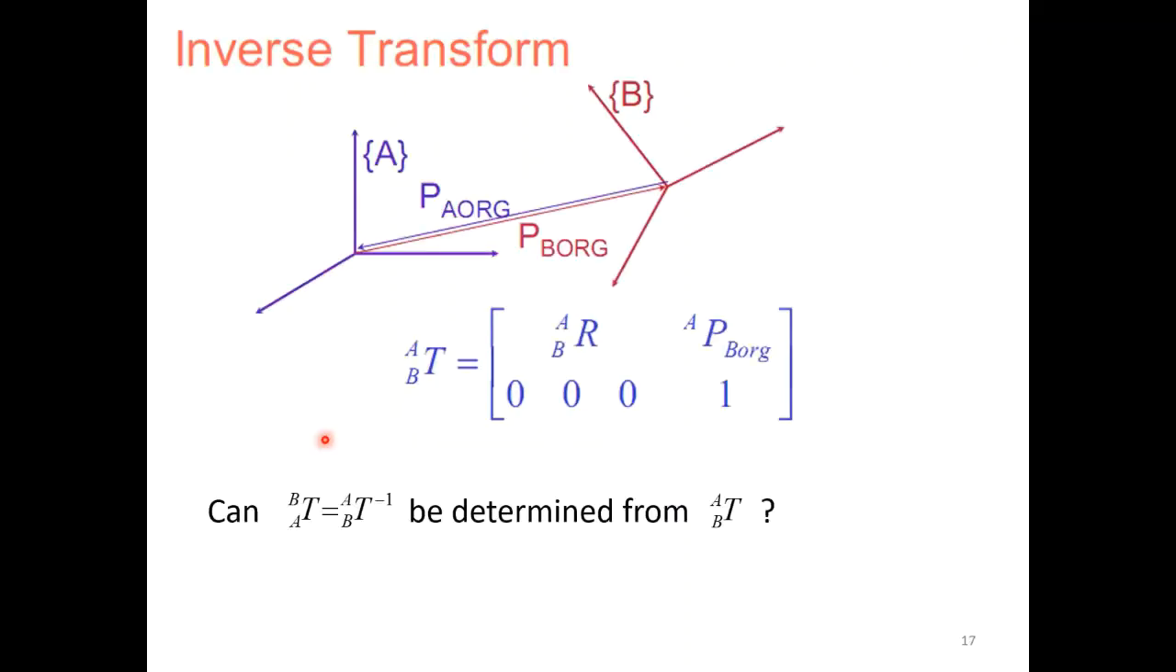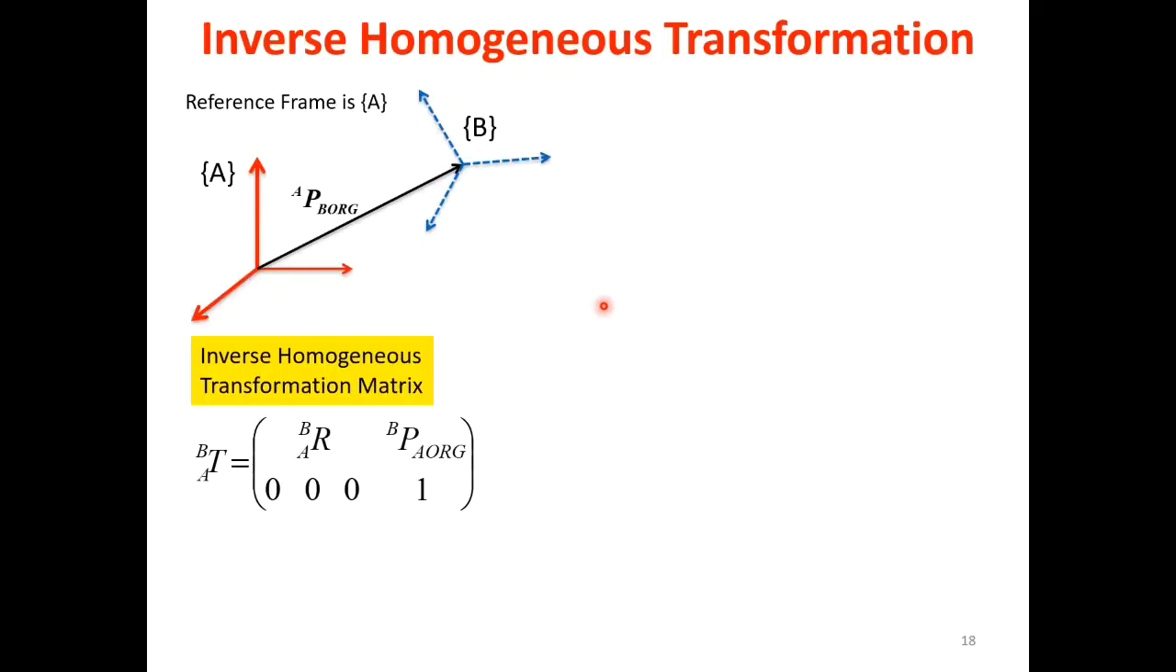And AB is known. These are known. ABR is known. ABORG is known. These two quantities are known. So when you get this one and get the transpose, it is equal to this one, BAR. So therefore, that part is already done. Now the problem is this one, BPAORG. How can we get an expression for this one?